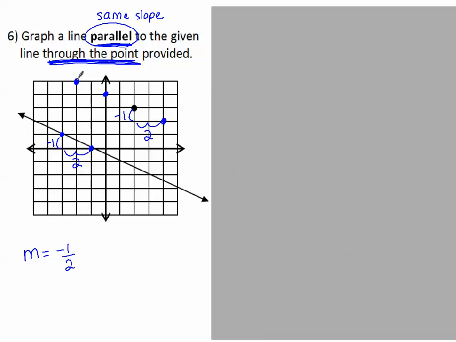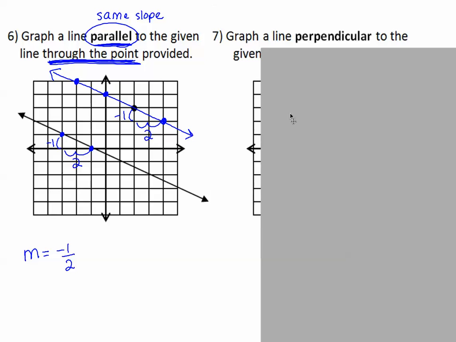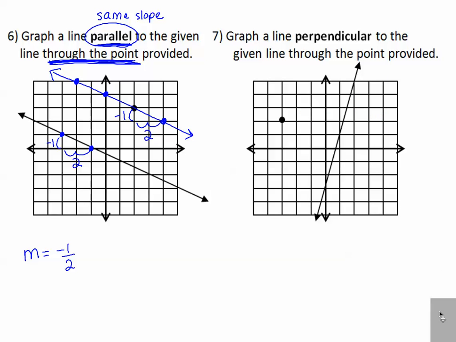Always plot as many points as you can to get a nice straight line when you connect them. Now we can grab our straight edge and connect the points. Remember to show arrows at the ends of your line to show that it's going on forever. Would you like to try the next one? Pause the video, come back and check your work.